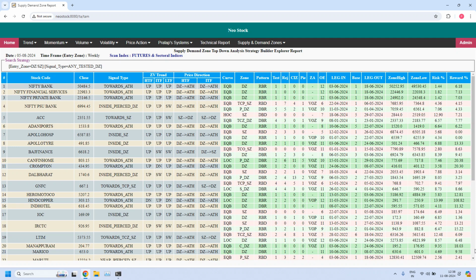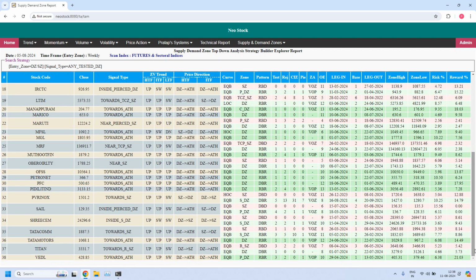Okay, let me scroll the list down. So total 38 stocks are filtered. All these 38 stocks having demand zones, weekly demand zones are tested during this week.